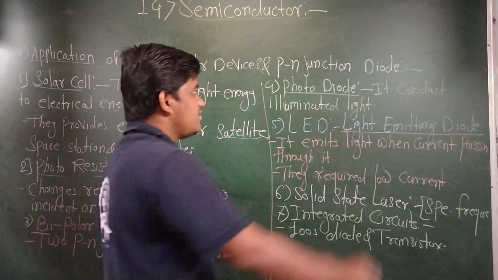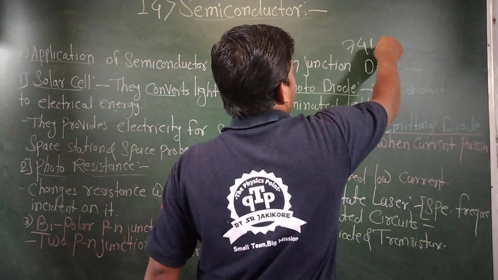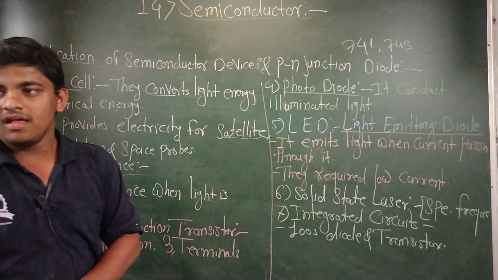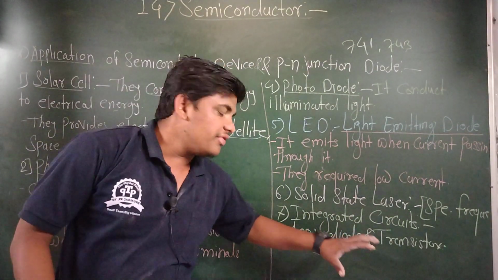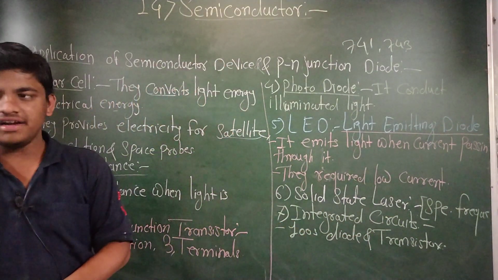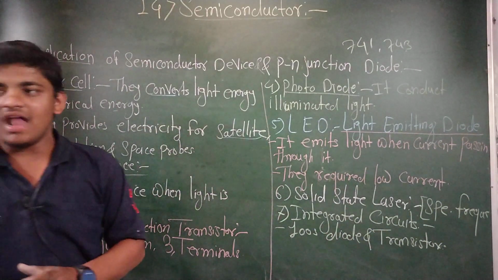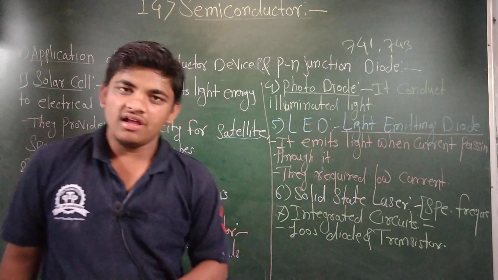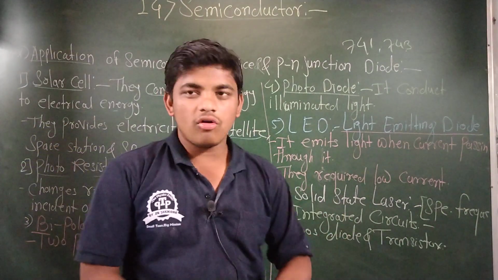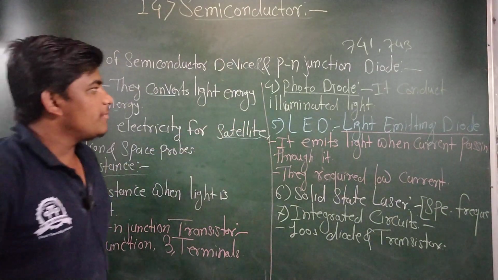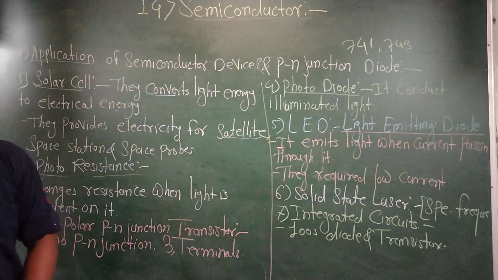The IC types are 70, 741, 743, types of IC like this. Then they have hundreds of diodes and transistors which can perform some work in a large number of electronic circuits. These are all some applications of the semiconductor devices.